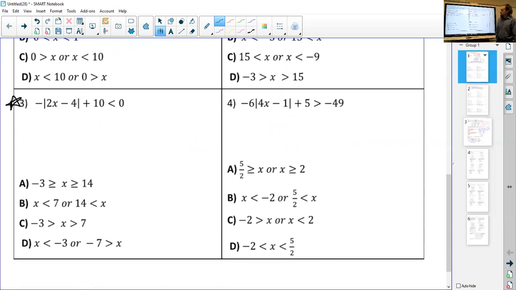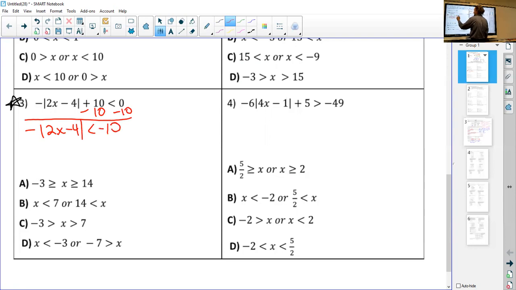So we look at it: negative absolute value of 2x minus 4, plus 10, less than 0. Okay, so we want to get the absolute value by itself. It's nice and easy. We want to get rid of this 10, so minus 10 to both sides. So negative absolute value of 2x minus 4 is less than -10. We do want to get rid of that minus sign on the outside because we just want the absolute value.